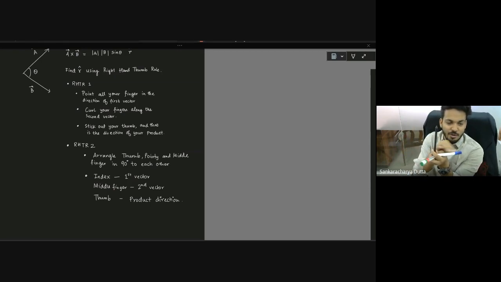This blue side is going to be the y-axis, and this is going to be the z-axis. Upward direction is going to be the z-axis. Are you clear with the directional sense?